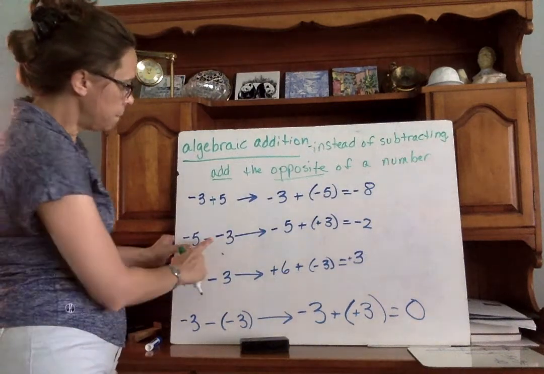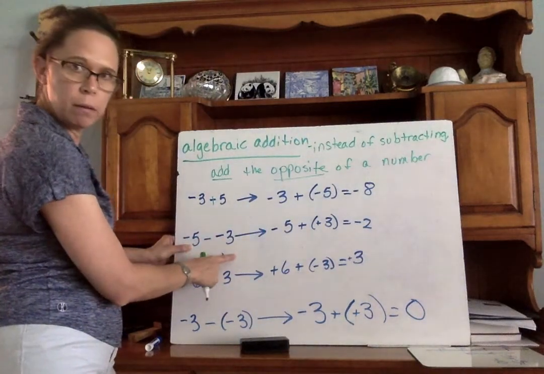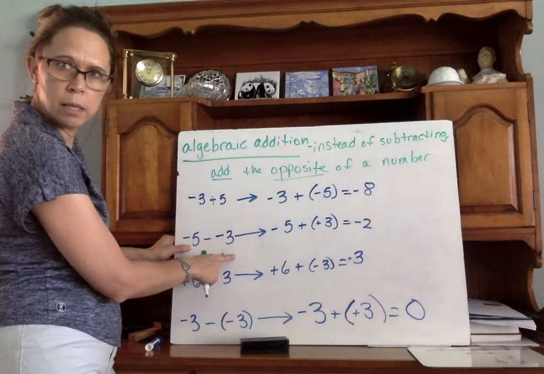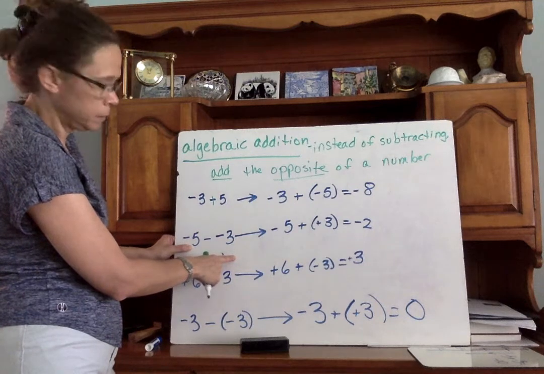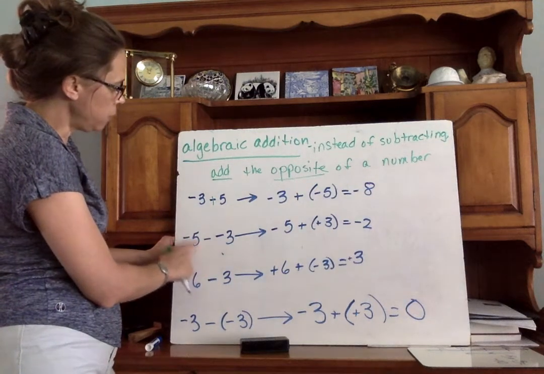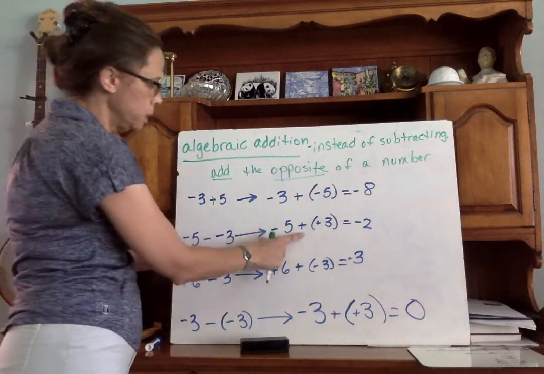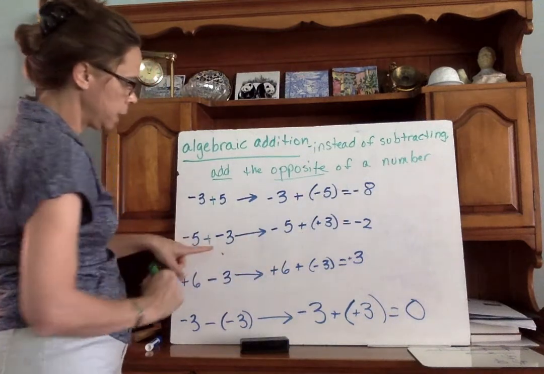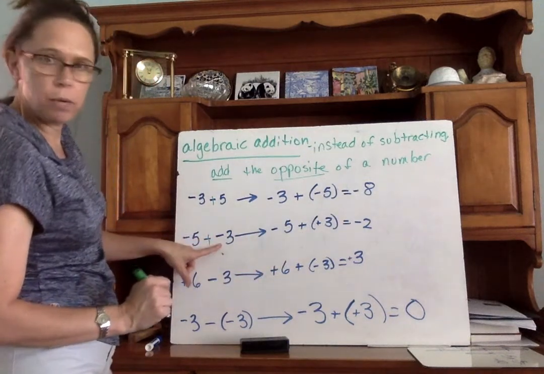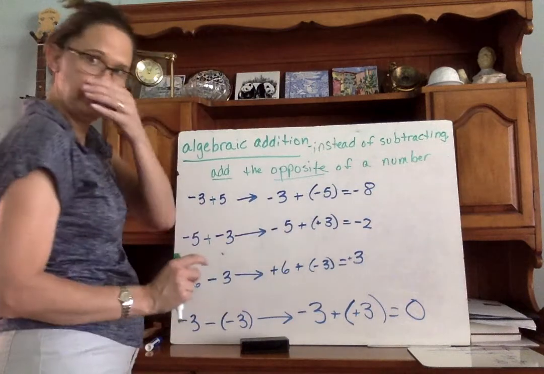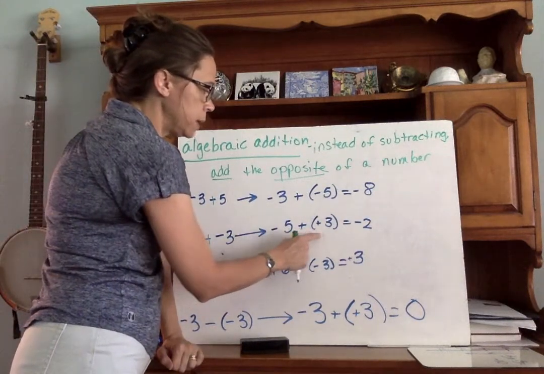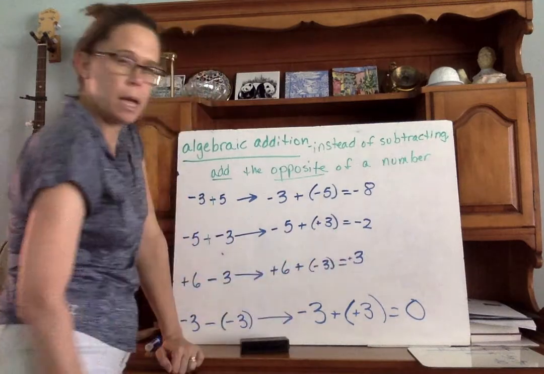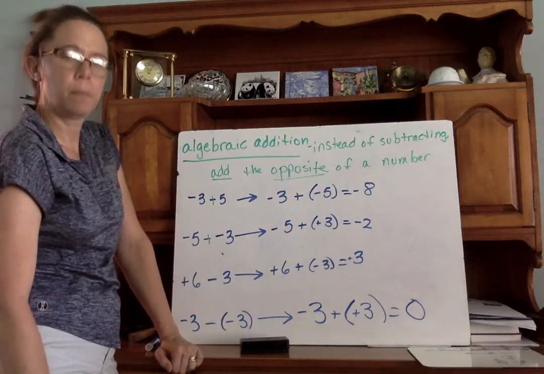Negative 5 minus negative 3. Okay, so when you hear that minus, that's when we change it to addition, and then we use the opposite of the next number. So instead of minus, we're going to add. Okay, and the opposite of negative 3 is positive 3. So now I have negative 5 plus a positive 3, and that gives me a negative 2.